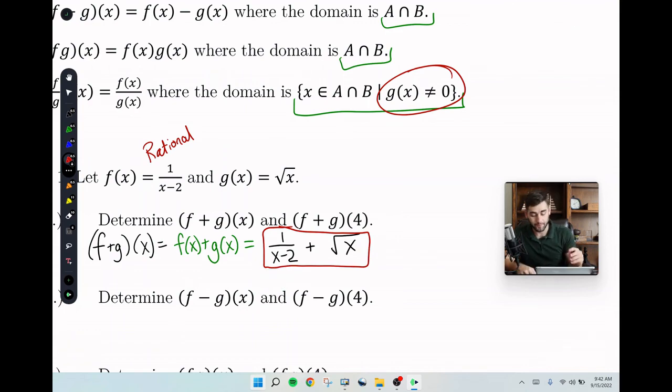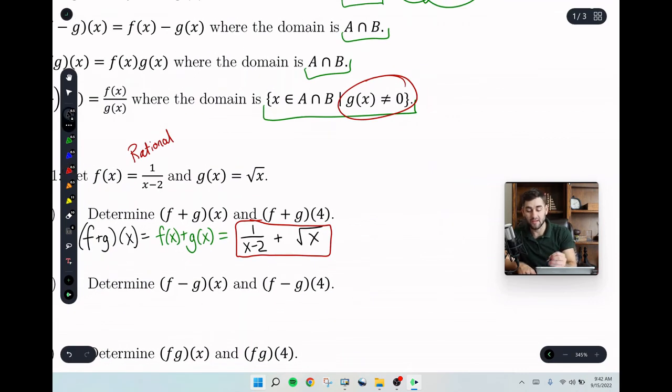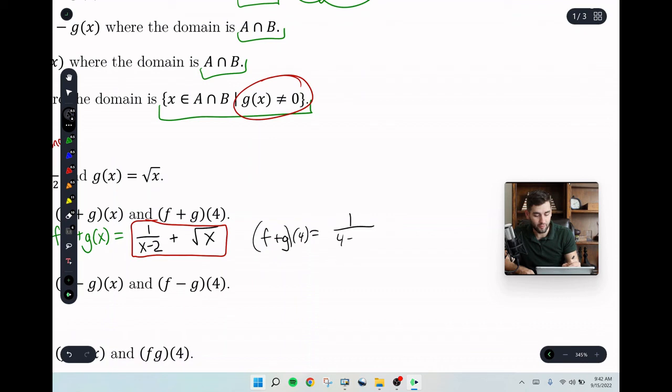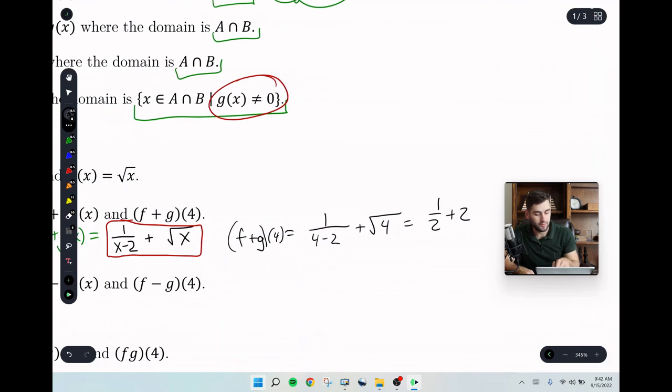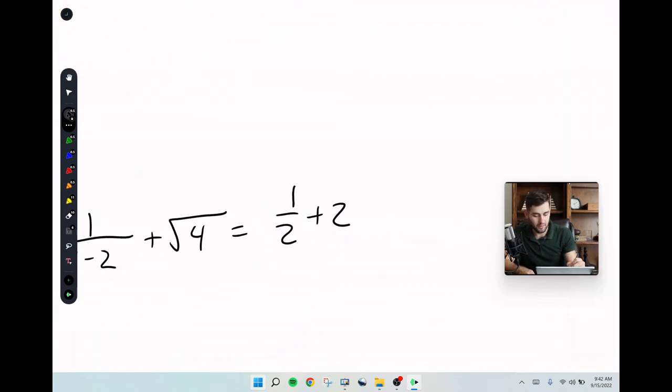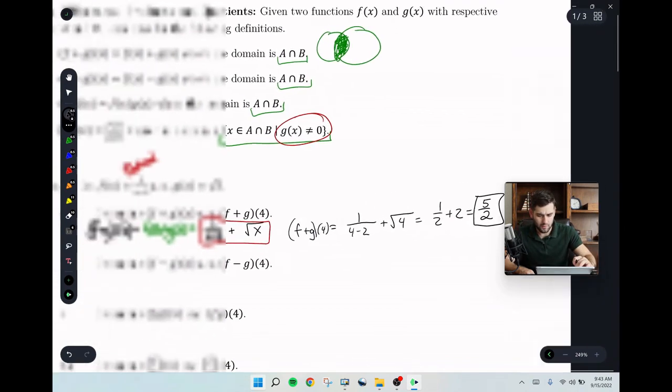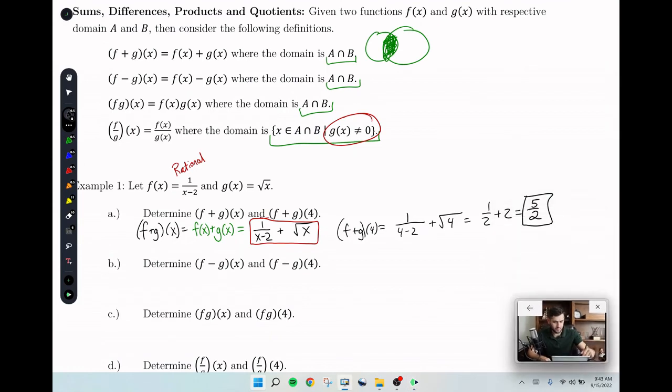We can't combine them. And then, when you see this normal function notation with the number inside of it, right here we've got a highlighted 4, all we're going to do is plug that 4 into our equation, right? So watch this. f plus g of 4 equals, using that last equation we just invented, 1 over 4 minus 2 plus the square root of 4, which is going to be 1 over 2 plus 2, which is going to be 5 over 2. If you're okay with that? So it looks like that. Awesome.